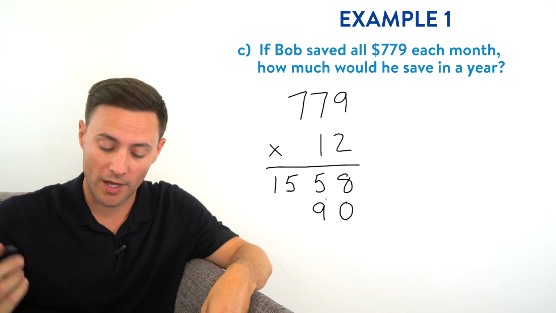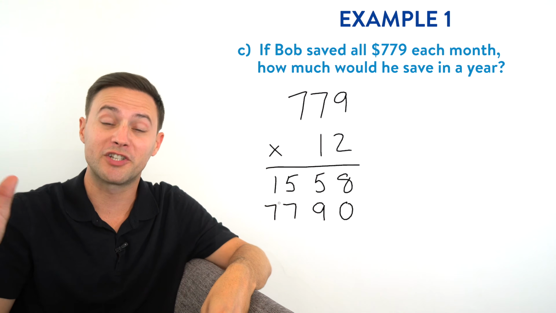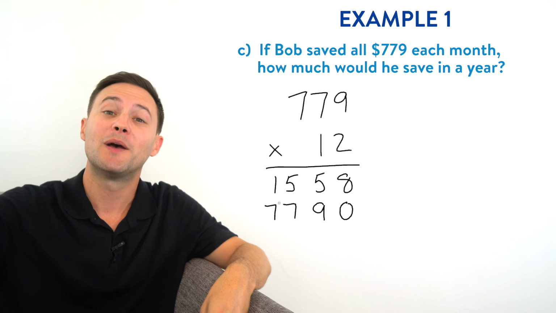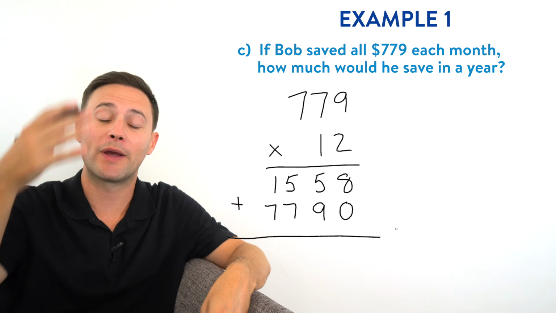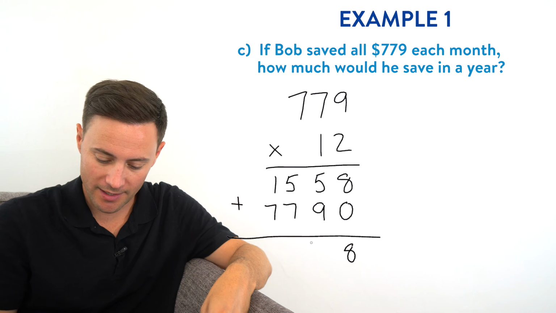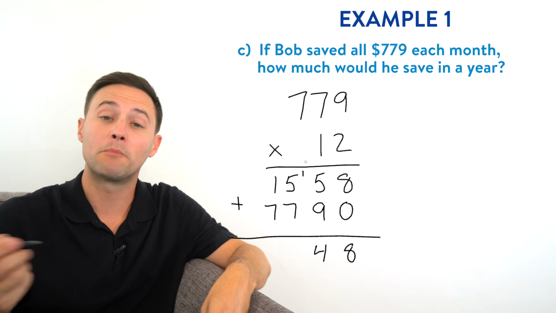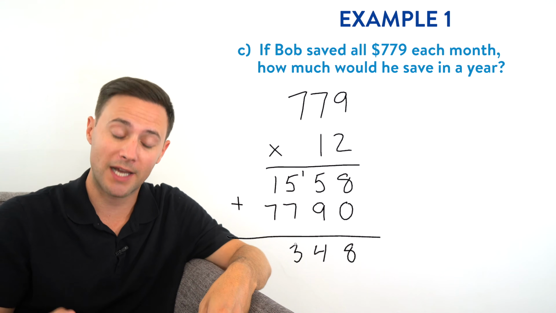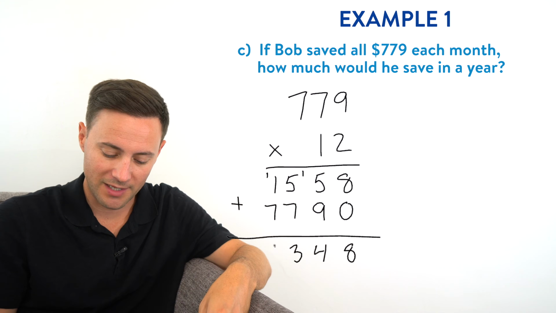So 7 times 1, that's nice. That's just 7. 7 times 1 again is also 7. Essentially doing 779 times 2 and 779 times 10. We need to now add those two products together. So now I can just add 8 plus 0 is 8. 5 plus 9 is 14. 4, carry the 1. 1 plus 5 is 6, plus 7 is 13. Write down the 3, carry the 1. 2 plus 7 is going to give me 9.